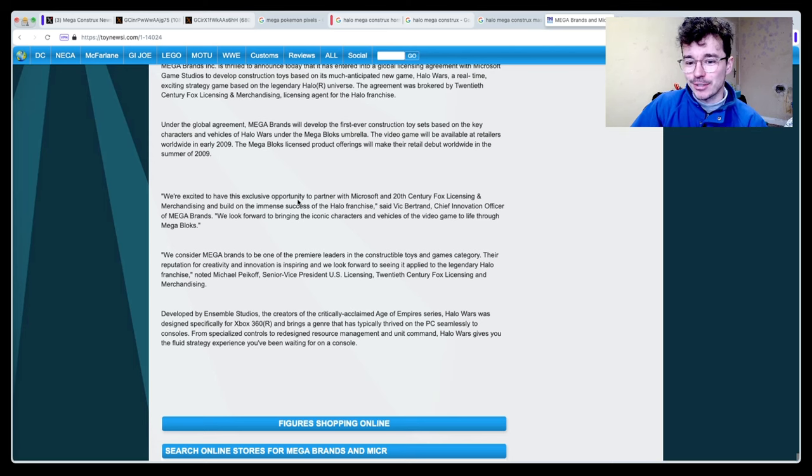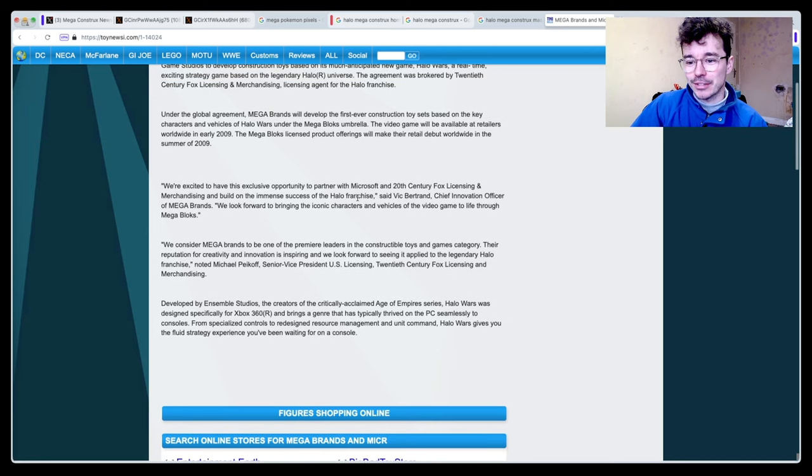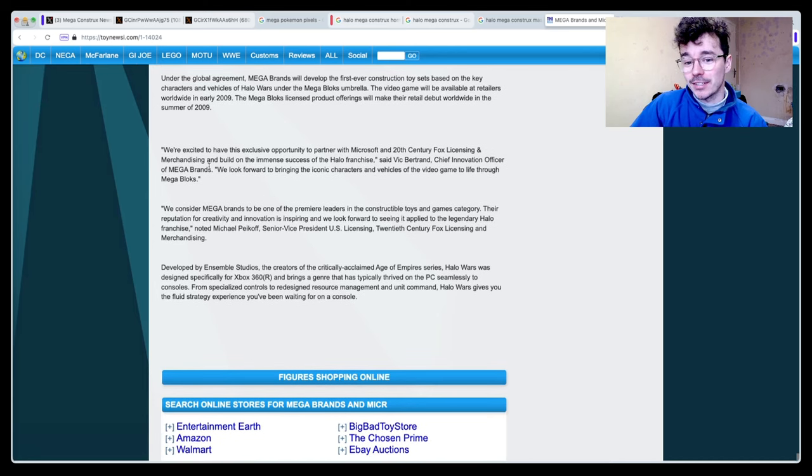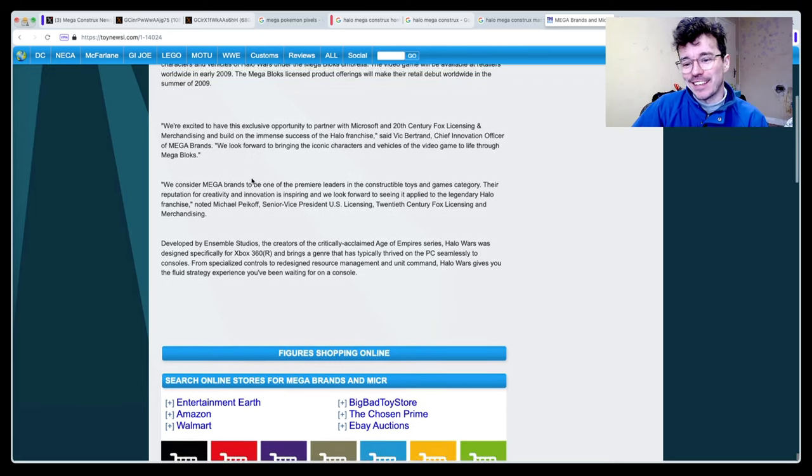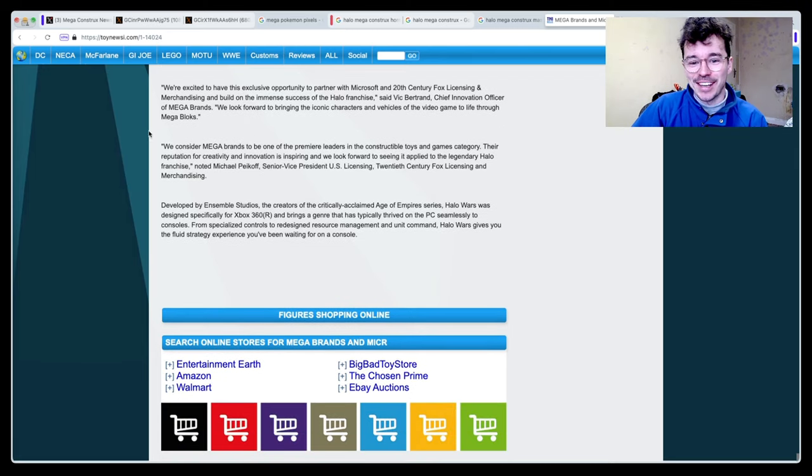We're excited to have this exclusive opportunity to partner with Microsoft and 20th Century Fox Licensing and Merchandising and build on the immersive success of the Halo franchise, said Vic Bertrand, Chief Innovation Officer of Mega Brands. We look forward to bringing the iconic characters and vehicles of the Halo video game to life through Mega Bloks.